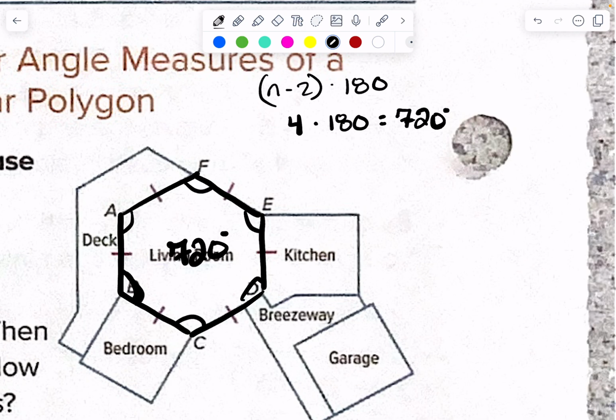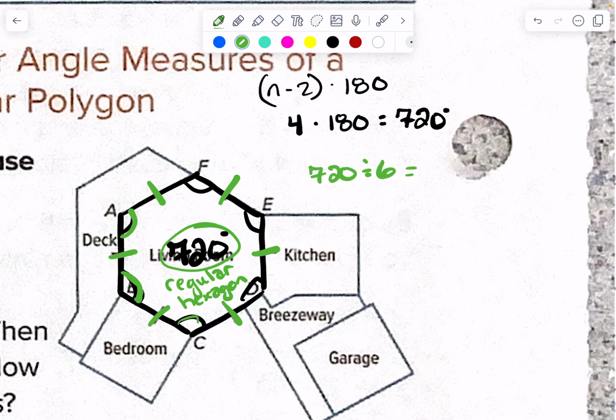Now, the deal with this one in particular is that all of these sides are the same, which means that all of these angles are the same. This is a regular hexagon. And when it's a regular hexagon, all of them add up to 720, and all of the angles are the same, which means I can just take 720 and divide by 6 to find out what each one of them is. And when I do that, I get 120. So the measure of that angle ABC is going to be 120 degrees.